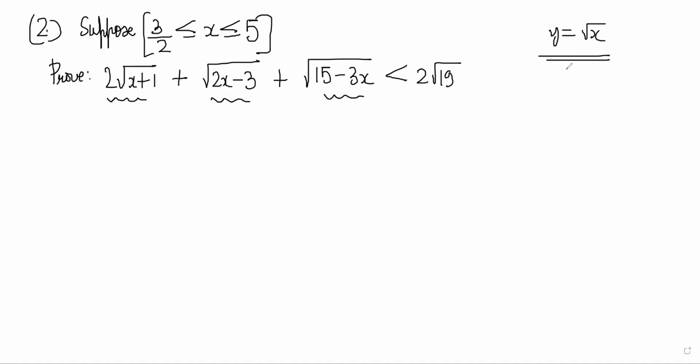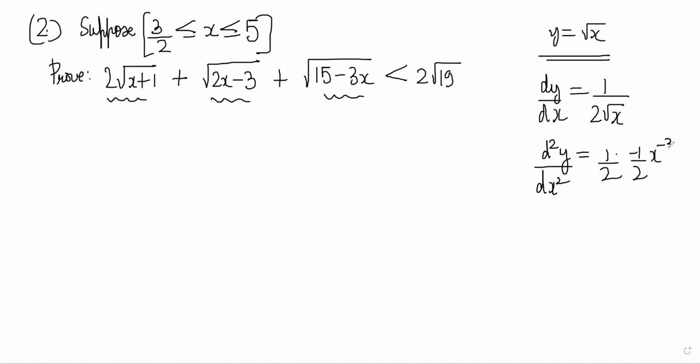So y is equal to root x, dy by dx is simply 1 by 2 root x, and d square y by dx square is basically 1 by 2 times minus half x power minus 3 by 2. So this is minus 1 by 4 x power minus 3 by 2, which will be negative. So this is a concave function, right? Okay, so if it is a concave function, we'll apply the concave version of Jensen's inequality later.